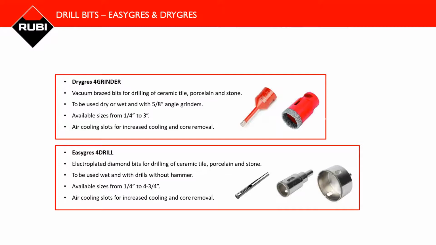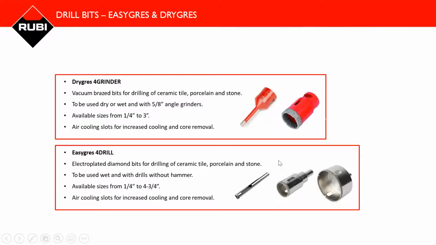Below, we have the EASYGRES 4 drill. It's for your drill. It takes a regular 1/2 inch drill with no hammer feature, and it's great for tile, porcelain, stone, and even glass. But you must use it wet. That's the major difference between the two drill bits. It's what's in your toolbox, if you just have a grinder or if you have a drill, and what's available to you. So you can use either or.